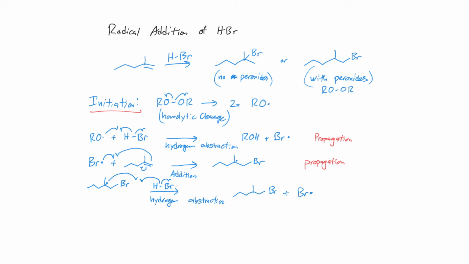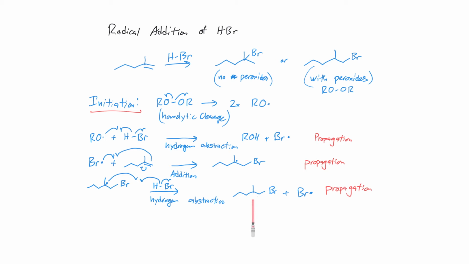And again, this is also propagation because we've taken a radical species, reacted it with something that's not a radical to produce a non-radical and a new, different radical. And I want to point out this bromine radical can be used in another step here to produce another radical intermediate. So now these two steps can repeat as long as we have enough HBr around.